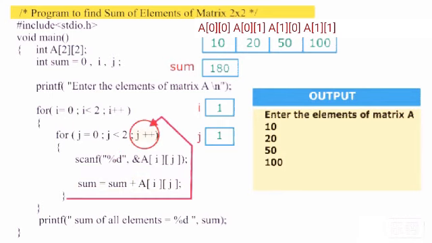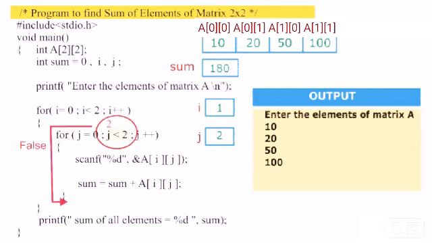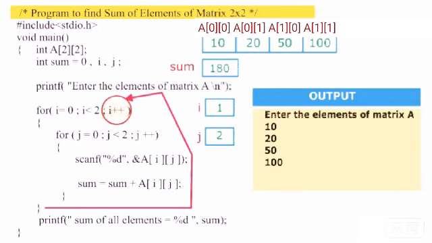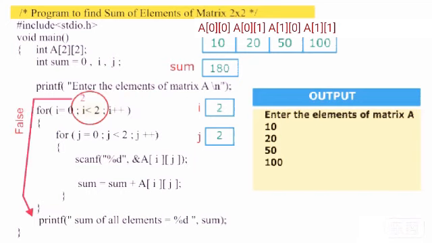Increasing the value of j, it becomes 2. 2 is less than 2. Condition goes false and the inner block will be terminated. The cursor will be transferred to the increment section of the outer loop again. Increasing the value of i, it becomes 2. 2 is less than 2. Condition goes false. The outer loop will be terminated.